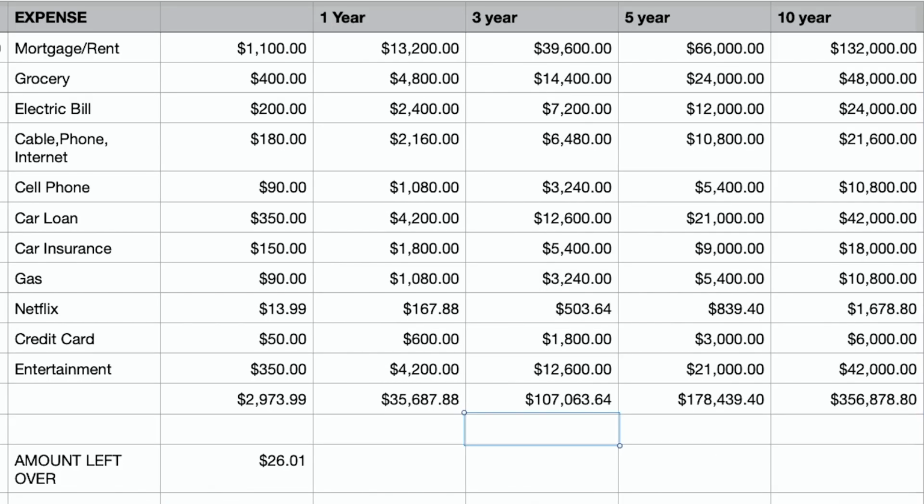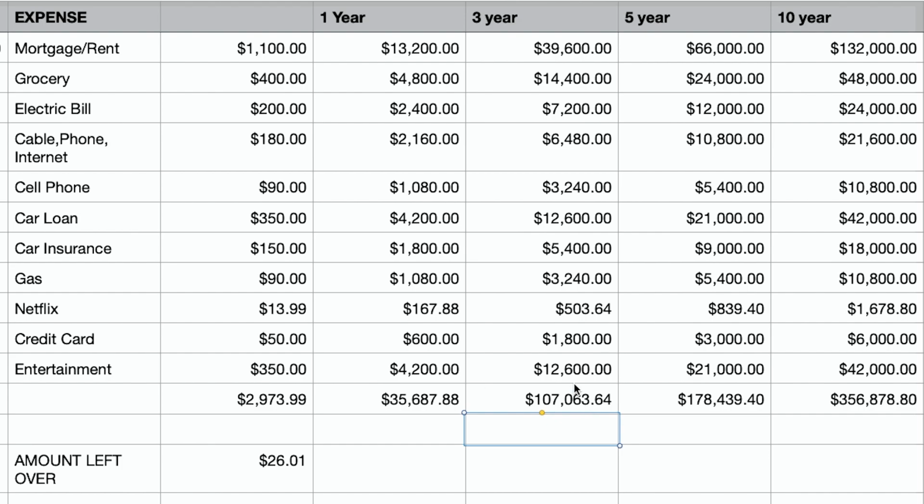Look, check this out. So I've got the same budget from the other sheet. Now I'm doing the numbers by 1 year, 3 years, 5 years, and 10 years. Yeah. So now you can see the $35,000 turns into $107,000 in 3 years.